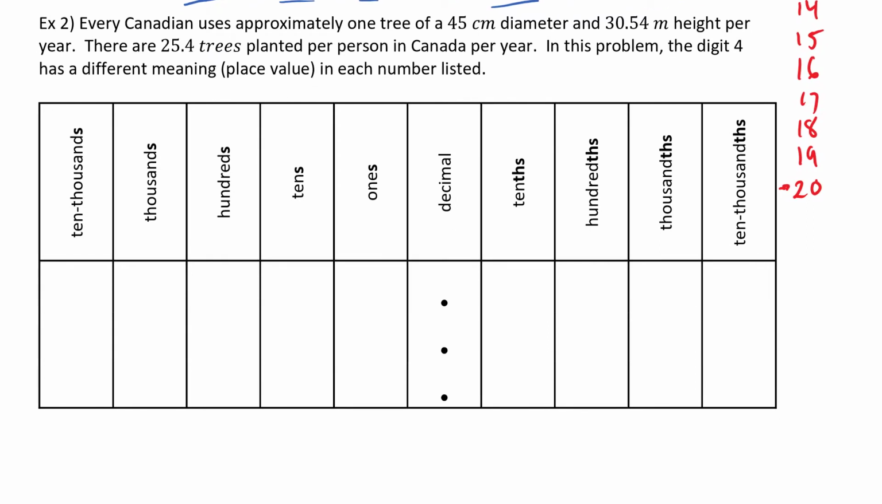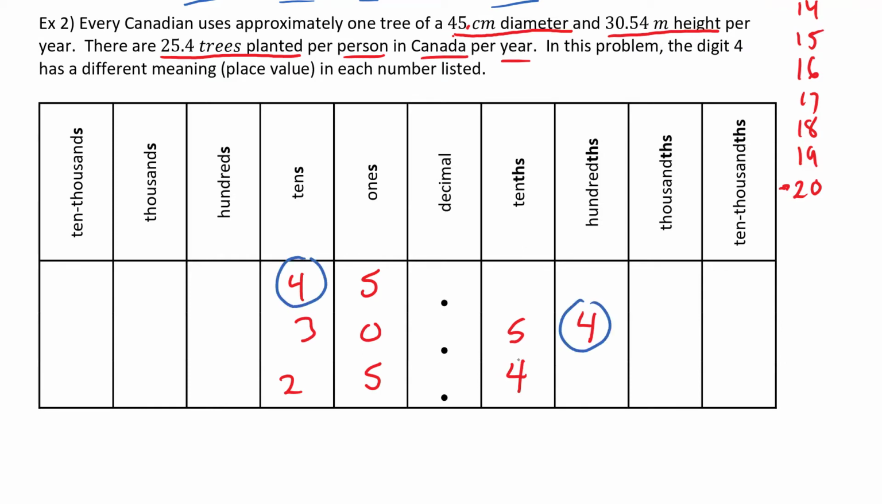Let's look at an example of a few different numbers. Every Canadian uses one tree of approximately 45 centimeters in diameter, 30.54 meters high, and there are 25.4 trees planted per person in Canada per year. You can see in all these numbers, let's write them down here. I have 45. You don't see the decimals, you assume it's right there. We have 30.54, and we have 25.4. In each of these, they all have a 4. The 4 has a different spot within the number compared to the decimal. So each of them has a different place value.